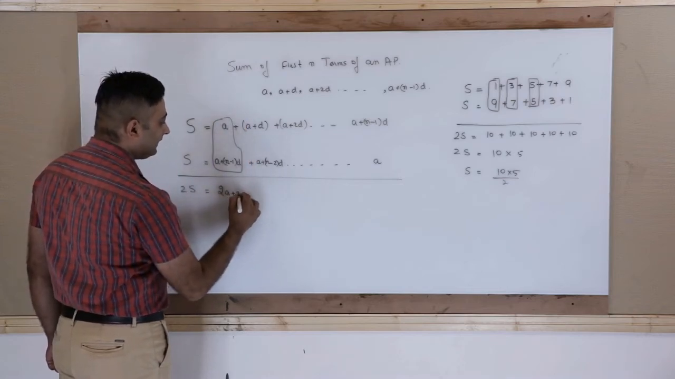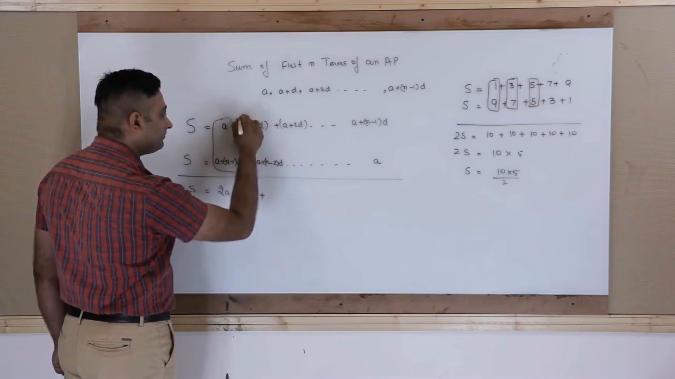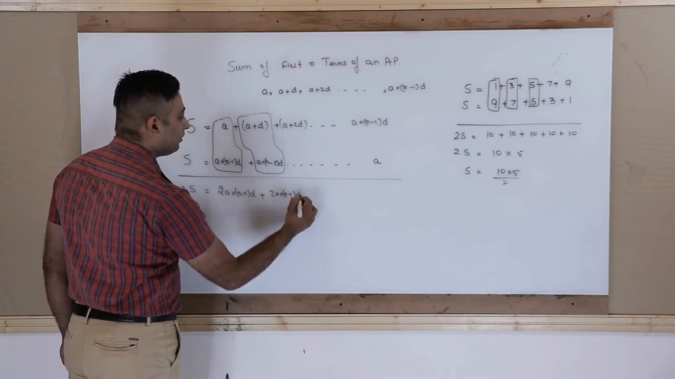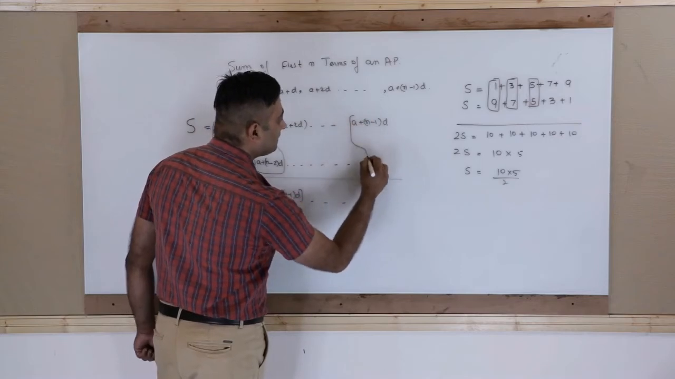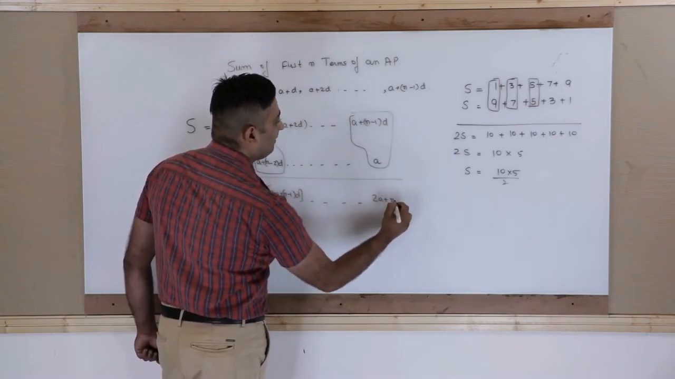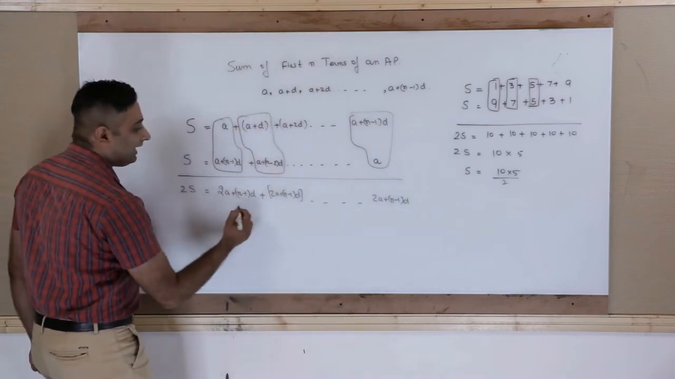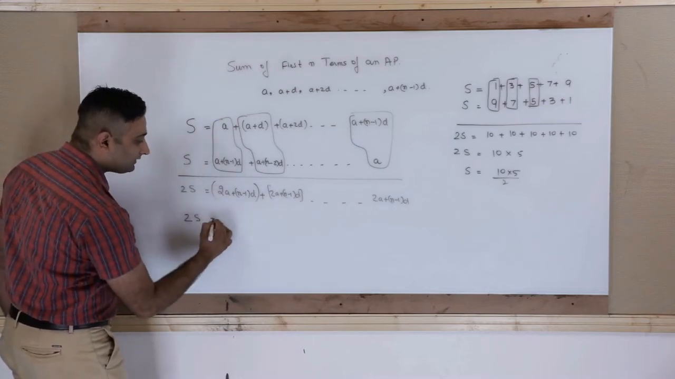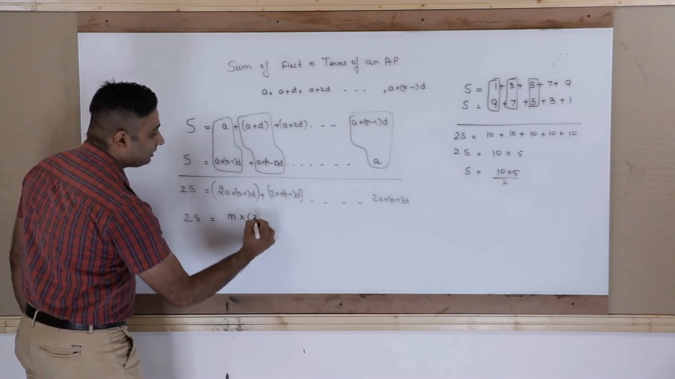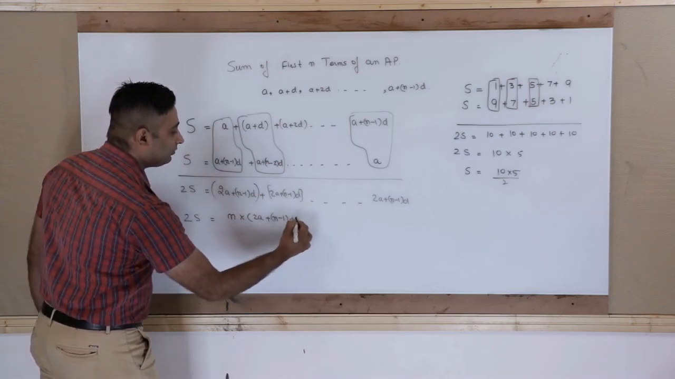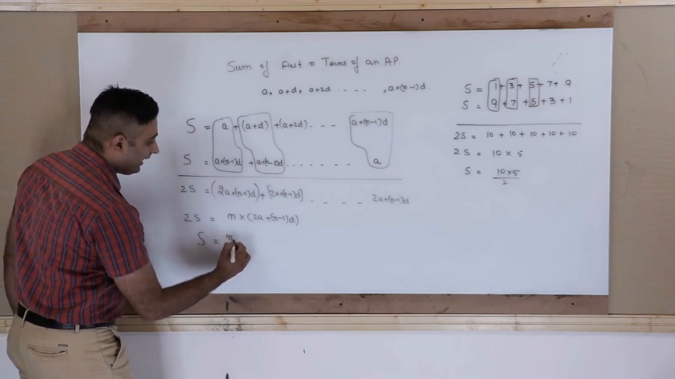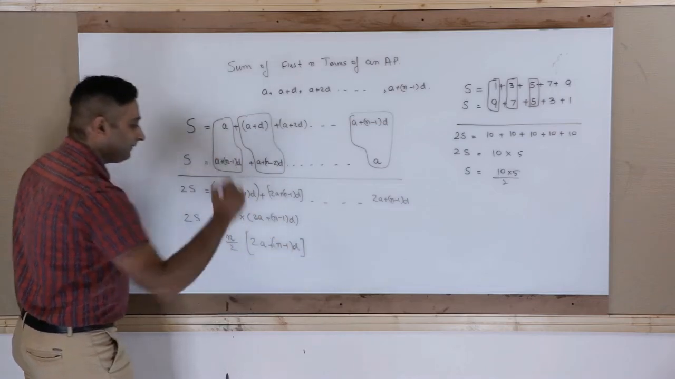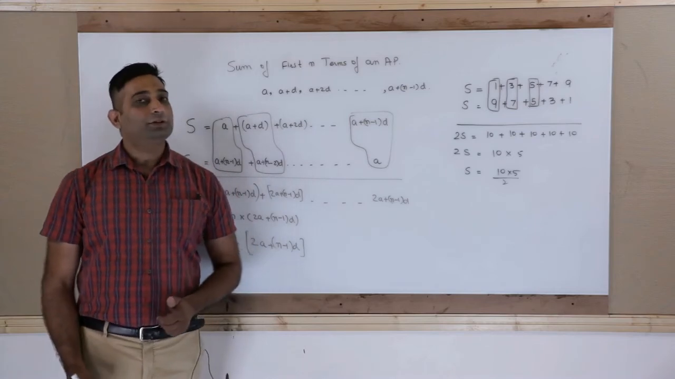2A plus n minus 1 into D plus again 2A plus n minus 1 into D and so on up to the last term, that is again 2A plus n minus 1 into D. So this is n times addition of the term 2A plus n minus 1 into D. That means 2S is equal to n times 2A plus n minus 1 into D. That means S is equal to n by 2 into 2A plus n minus 1 into D. So we are able to find the sum up to first n terms of an AP.